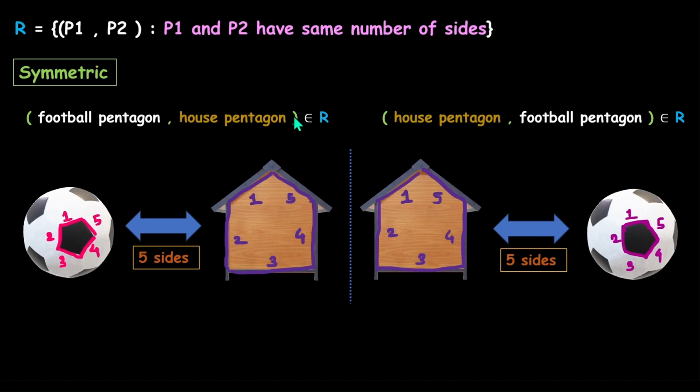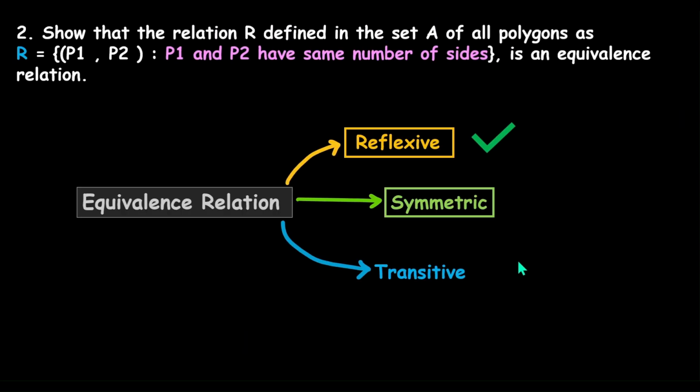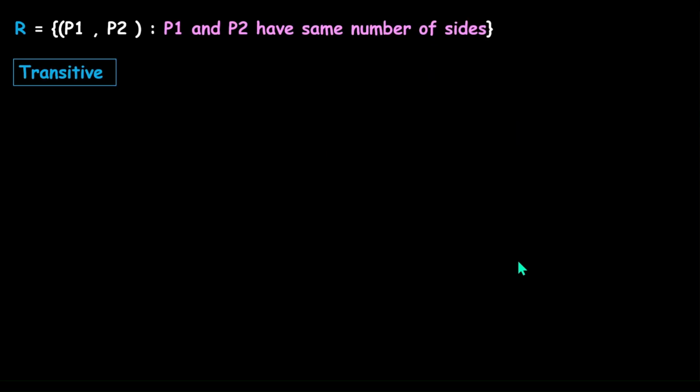And because this follows straight from this, we can say that it is symmetric. Simply because if two polygons P1, P2 belong to the relation R implies that P2, P1 also belongs to the relation R, then we can simply write that this is definitely a symmetric relation too. So it is also symmetric. And let's talk about the last property, transitive.